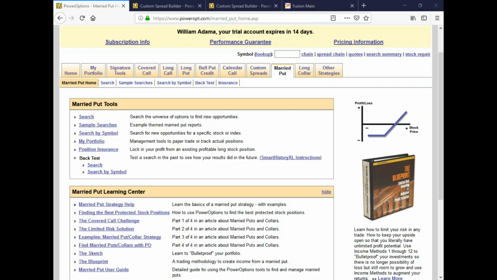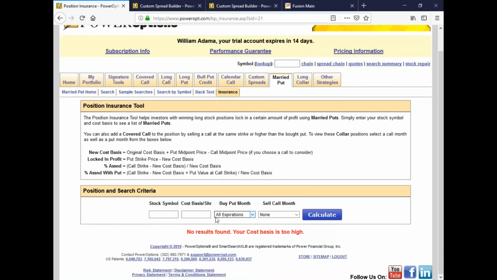Okay, that's how you would do it. That's the best protection possible, Jack. Take a look at it. Take a look at the insurance tool this weekend. Plug in your numbers, see where you stand, and see other things as well.